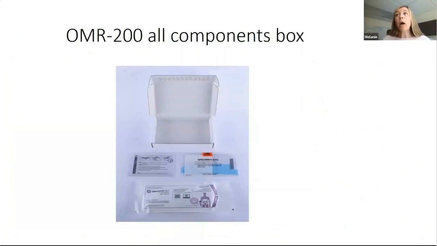Another option is the all components box. This includes the paper toilet accessory, a biohazard bag, an absorbent material, and a box for mailing. At our site, we had extra supplies from other studies, so we chose to purchase just the collection kit itself.